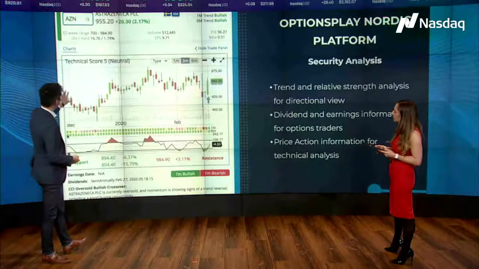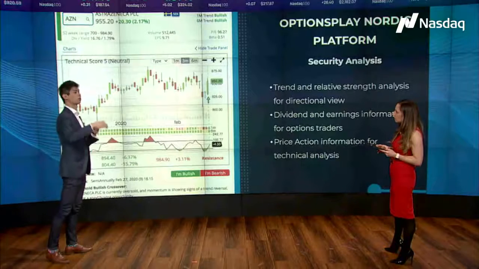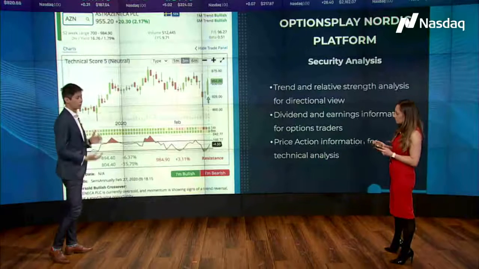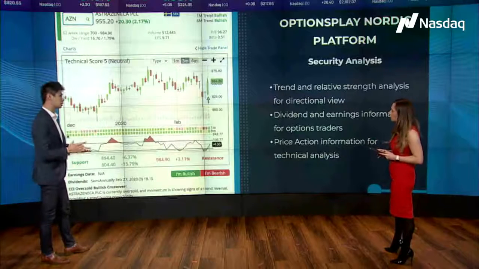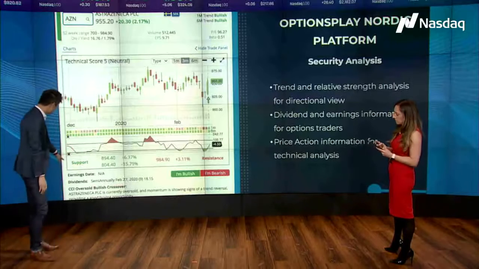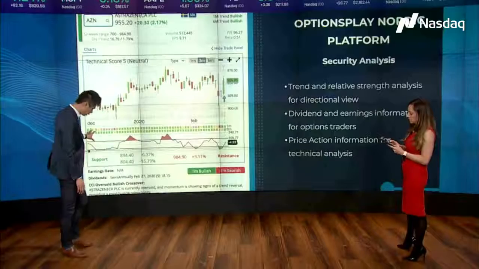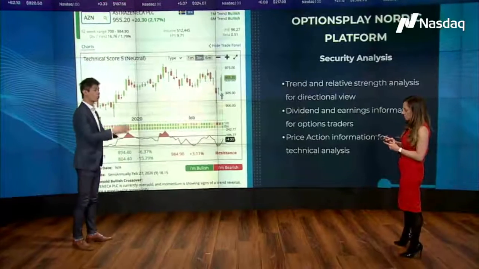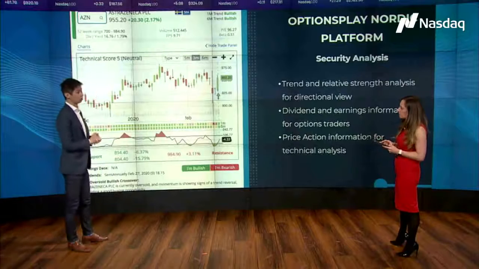And then our technical score, which is a relative strength ranking, to give you a sense for how the stock is doing compared to the overall market. Is it outperforming, underperforming? This type of information is very useful for technical traders to get a sense for which directional view they have on that underlying stock. And at the bottom, we have things like earnings, dividends, and price action data that are really important for options users to understand what corporate actions are coming up to decide which expiration cycle they might want to trade using options.